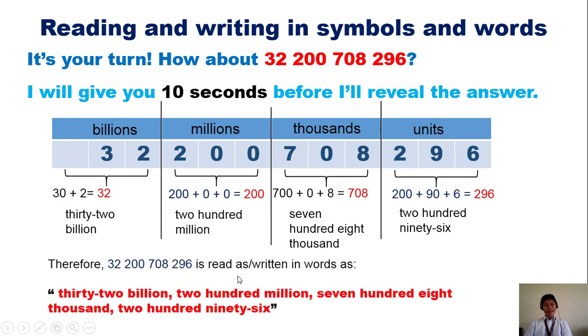Therefore, we can read or write this in words as 32 billion, 200 million, 708 thousand, 296. Did you get the correct answer?